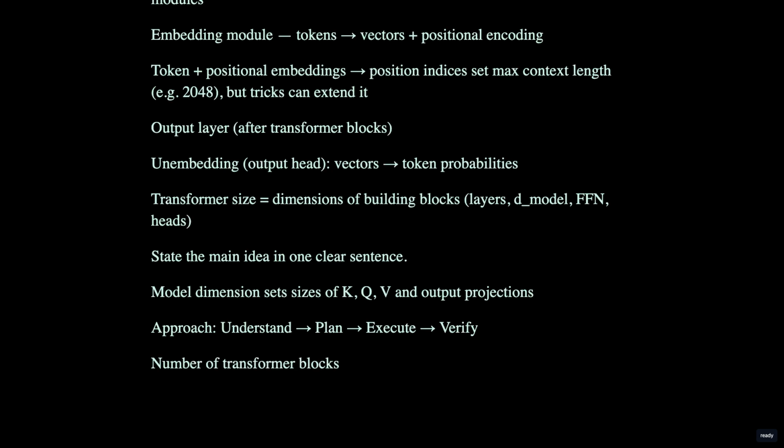This is the count of stacked transformer layers, often called blocks, effectively the model's depth. More blocks usually increase representational capacity and accuracy, but they also raise compute, memory use, and inference latency, so it's a trade-off.